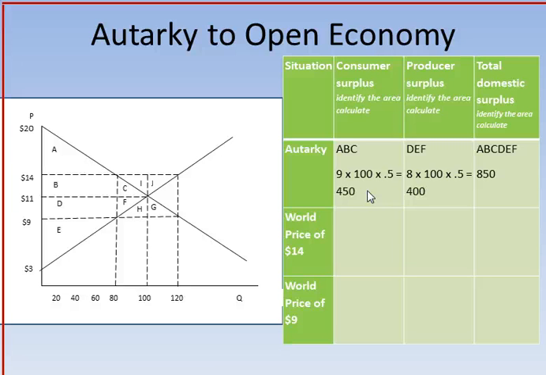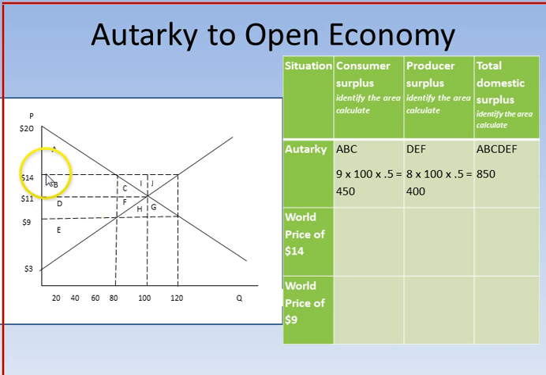Now, if I want to enter into trade, let's say that the world price is $14. Notice that this changes the makeup of the market. Now, when we have the world price as $14, keep in mind suppliers will not sell that product to the domestic market for anything less than $14. So what they'll do is limit the supply in the domestic market to the point where we have equilibrium at $14 and then export the rest.